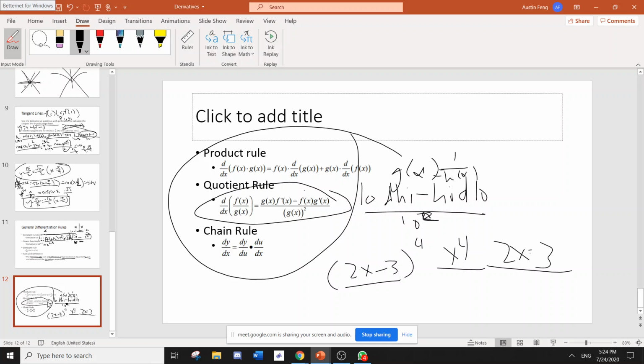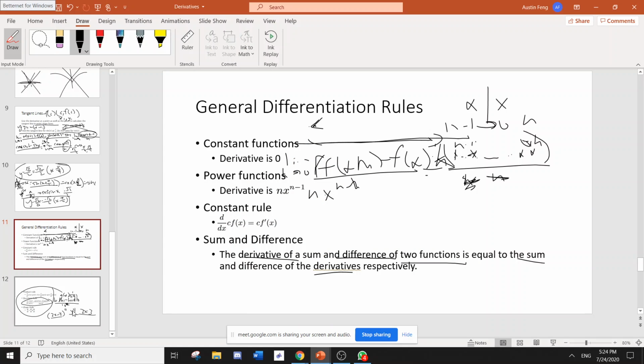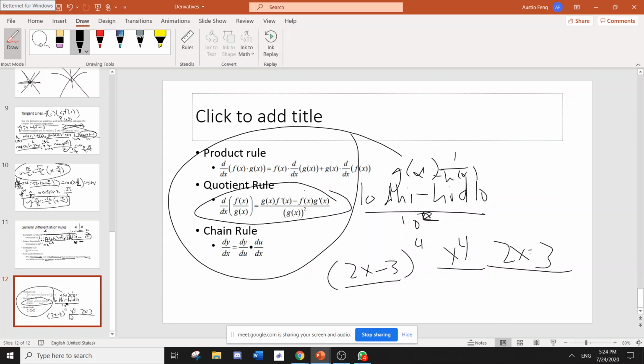On the next class we will go over some examples of the product rule, quotient rule, chain rule, and some of these general differentiation rules. Ruthesh will cover these more in depth.